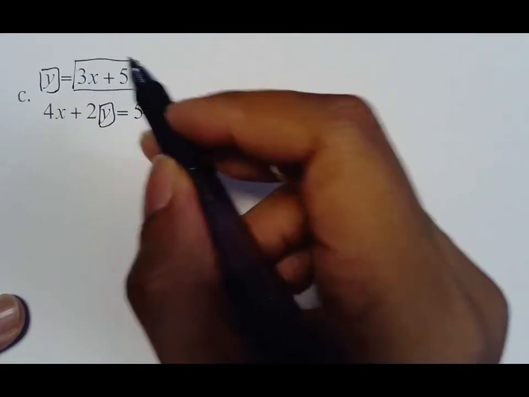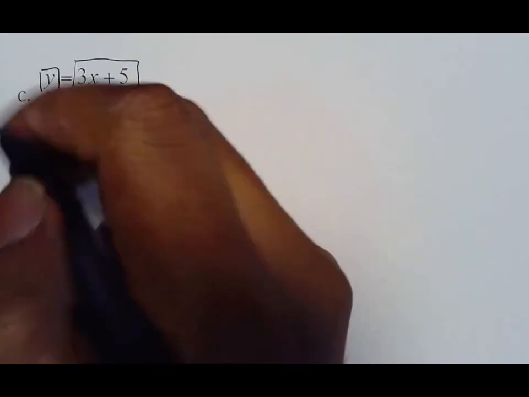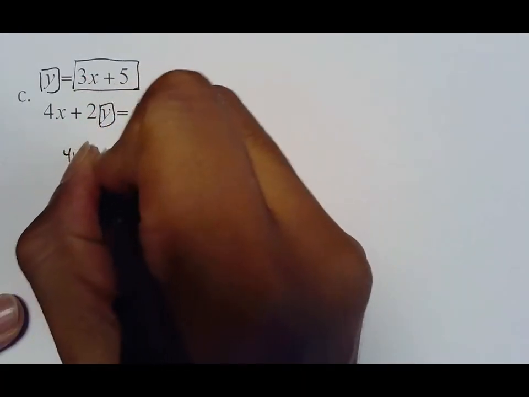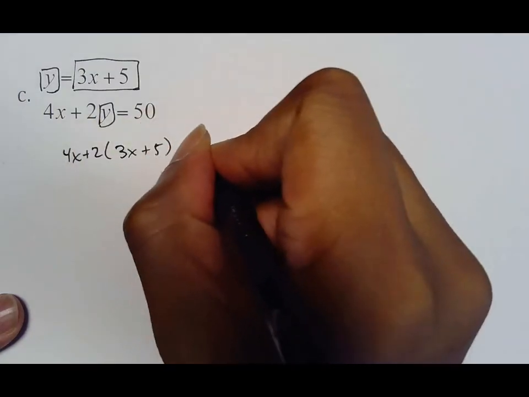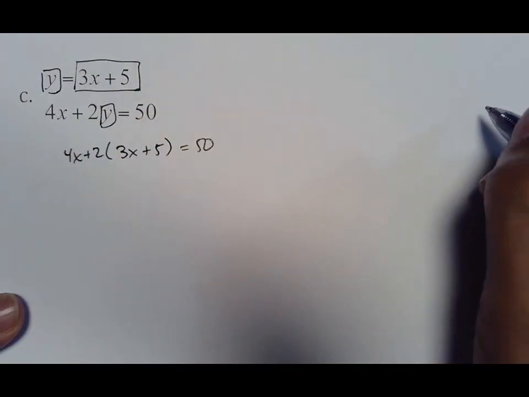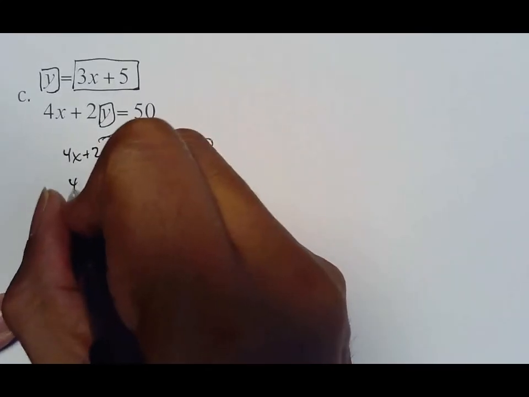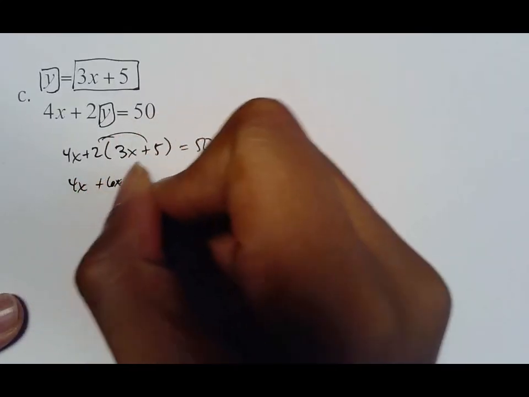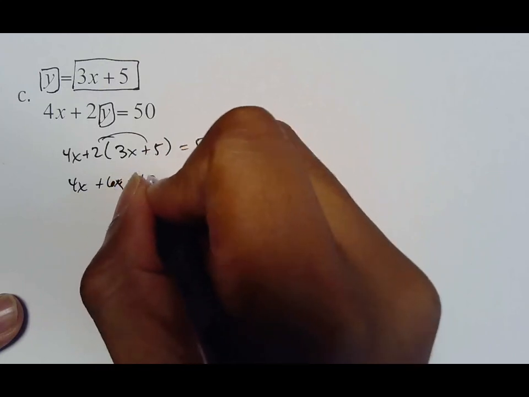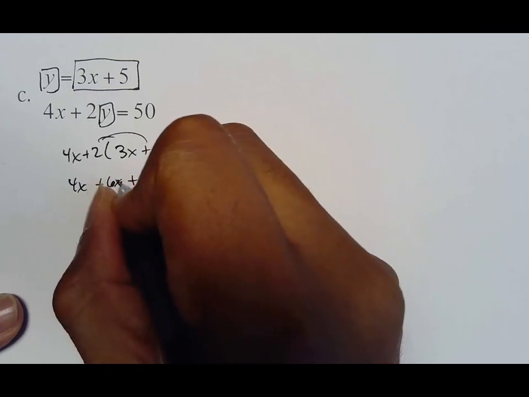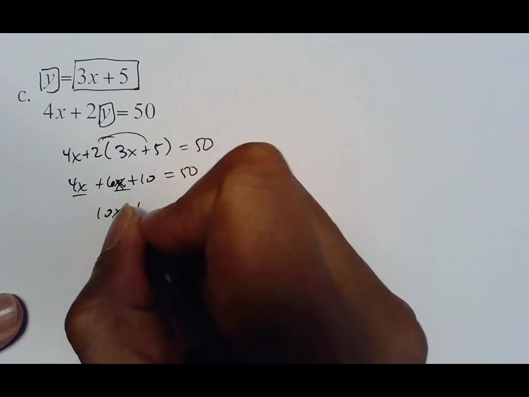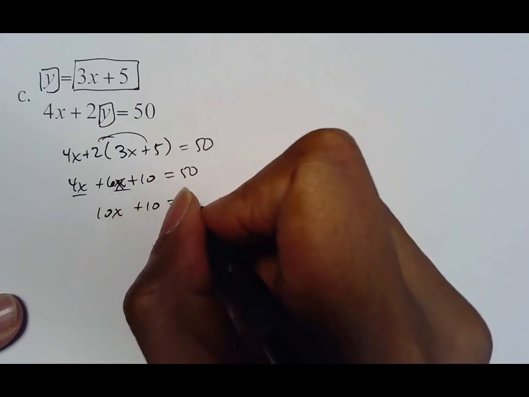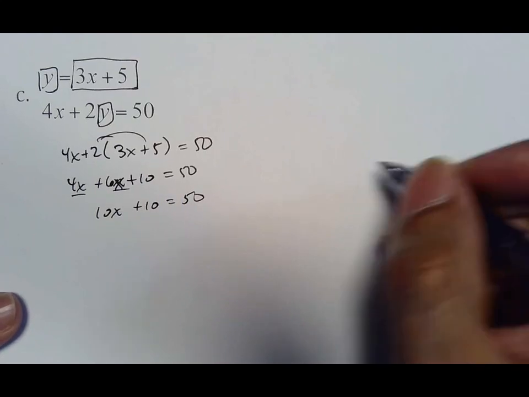So y is alone, again, is so fluent, I actually do that without even thinking about it. Y is equal to this, so I'm going to substitute for y. 4x plus 2 parentheses 3x plus 5 equals 50. Distribute 4x, 6x, 10 equals 50. 10x, 10, oh no, not another one of these, equals 50.